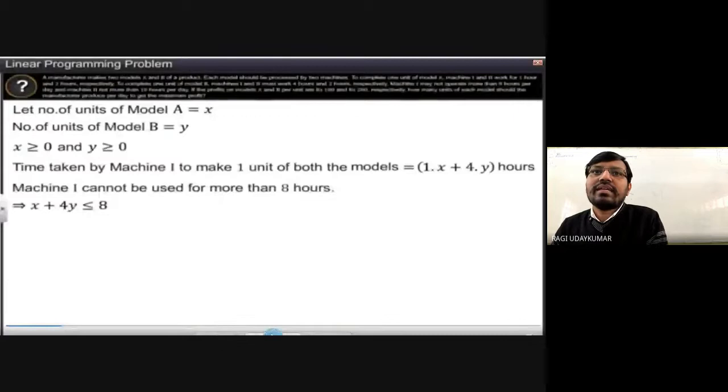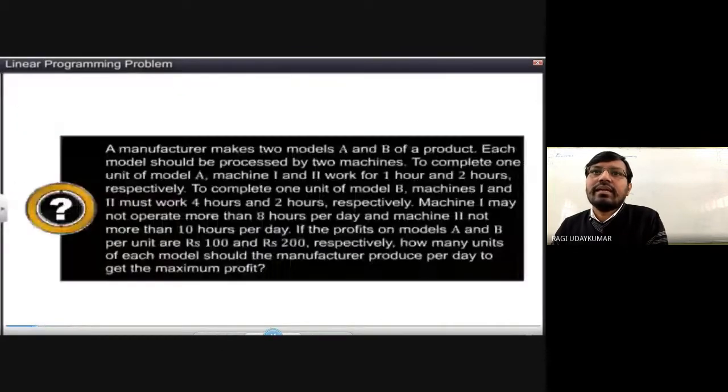Please concentrate on this problem. In this problem, machine 1 works 1 hour for model A, and to complete model B, machine 1 works 4 hours. Machine 1 is given a maximum of 8 hours, so for machine 1's working time, on producing model A it works 1 hour, and on producing model B it works 4 hours. See this point.